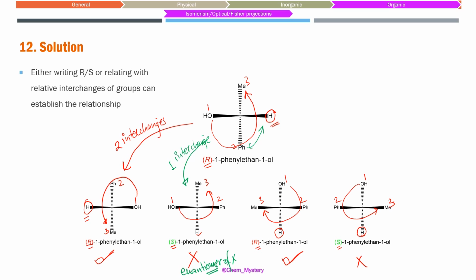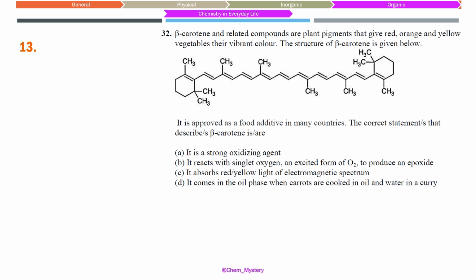Here we are given a molecule called beta carotene, and we have the conjugated system present. So many double bonds are present, and we are being asked for the correct statements that can describe beta carotene. We need to see whether this is oxidizing, whether this is reacting with oxygen, or this is absorbing red or yellow color, or this comes in the oil phase or not.